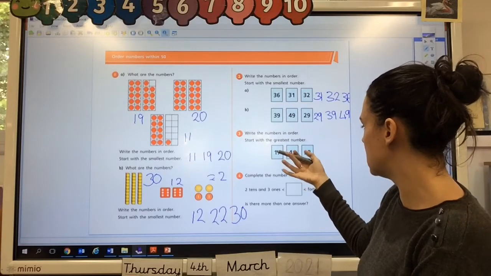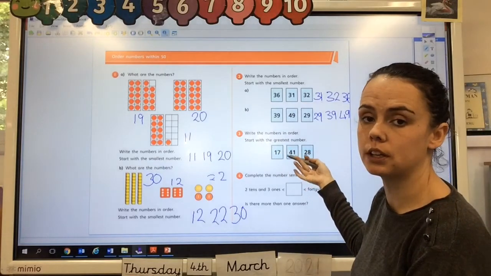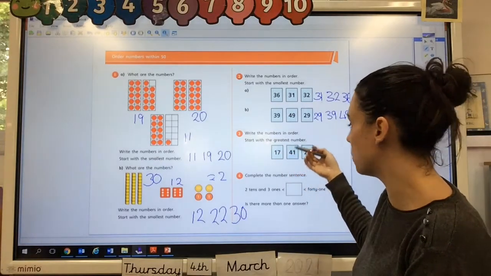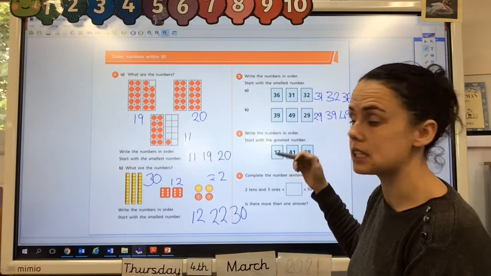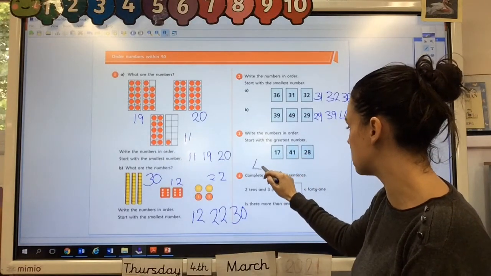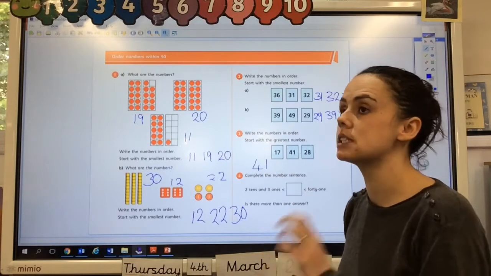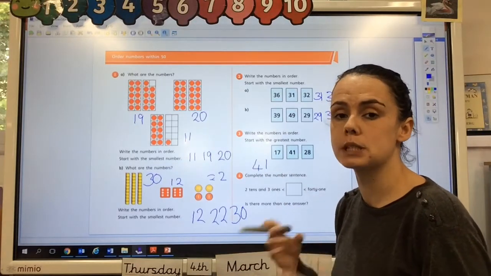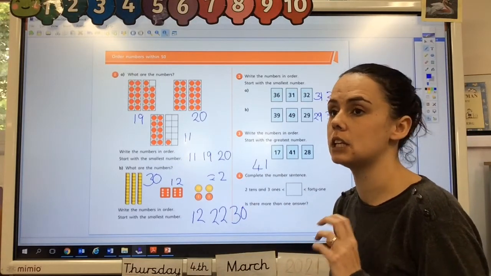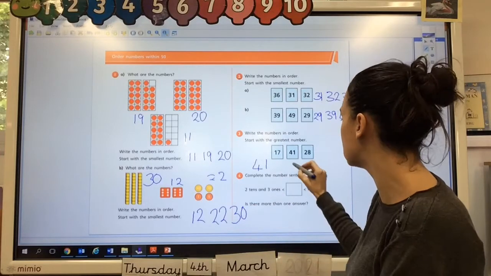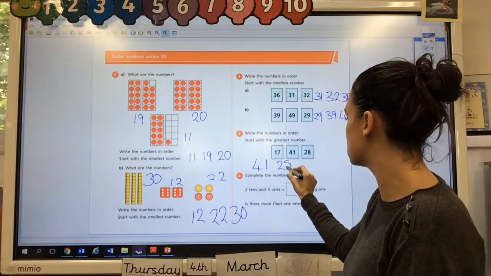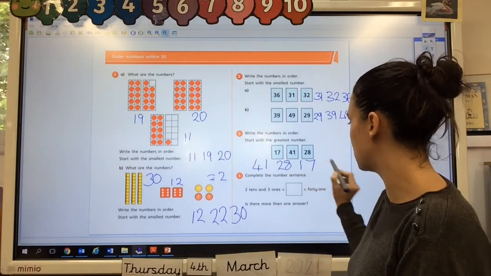Now, is 17 bigger than 41? No. Is 41 bigger than 28? Yes, so it would be 41 is our biggest first. And then we've got 17 or 28. Which one is bigger? 17 or 28? 28. And then we've got 17 as our smallest number.